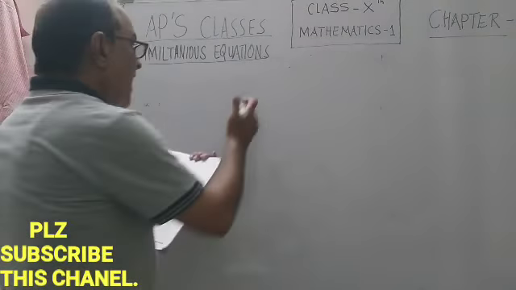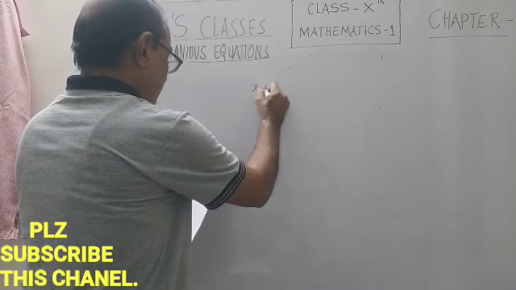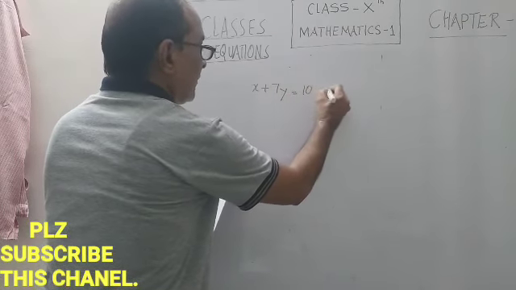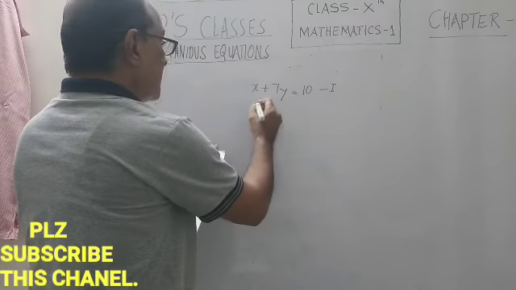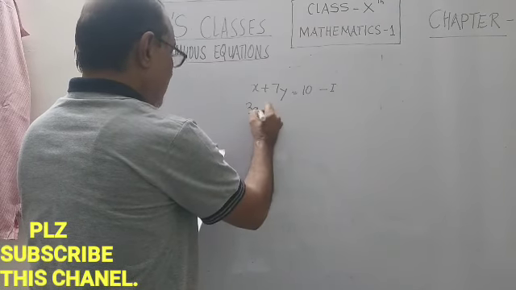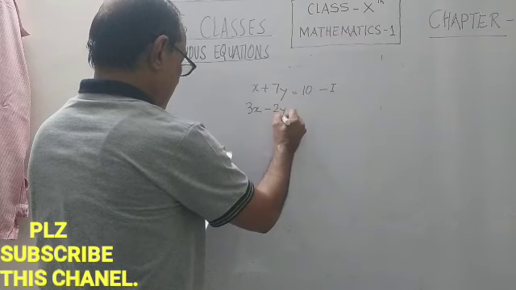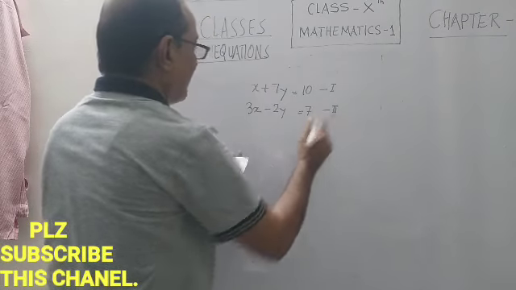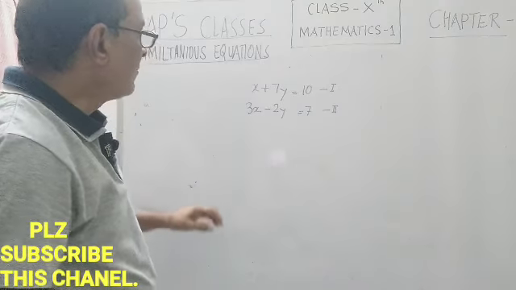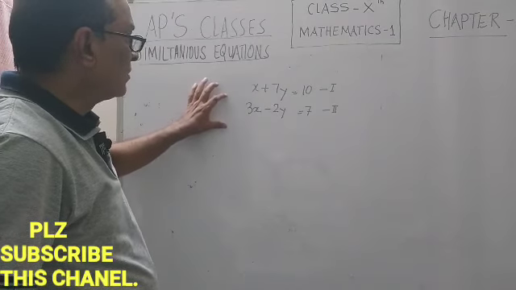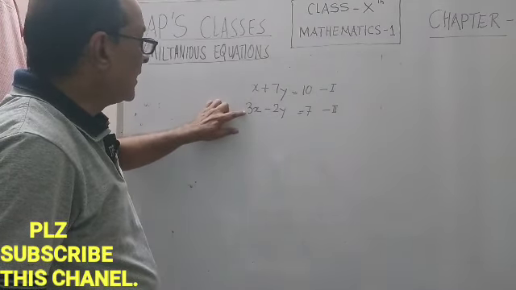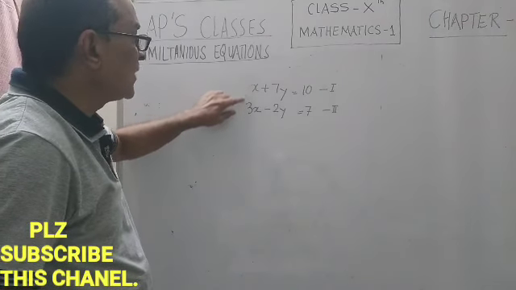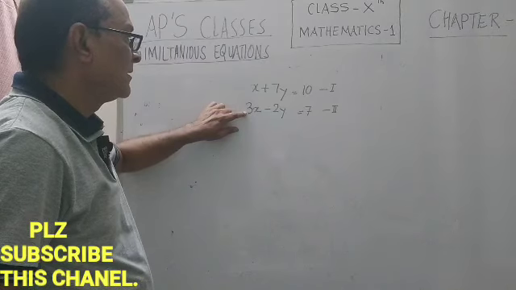Next one is x plus 7y is equal to 10. This is the first equation. The second is 3x minus 2y is equal to 7. This is the second equation. Now again I will focus on the real numbers along with the terms. Here it is 1, here it is 3. If I multiply the first equation by 3, there is a chance to eliminate the x.